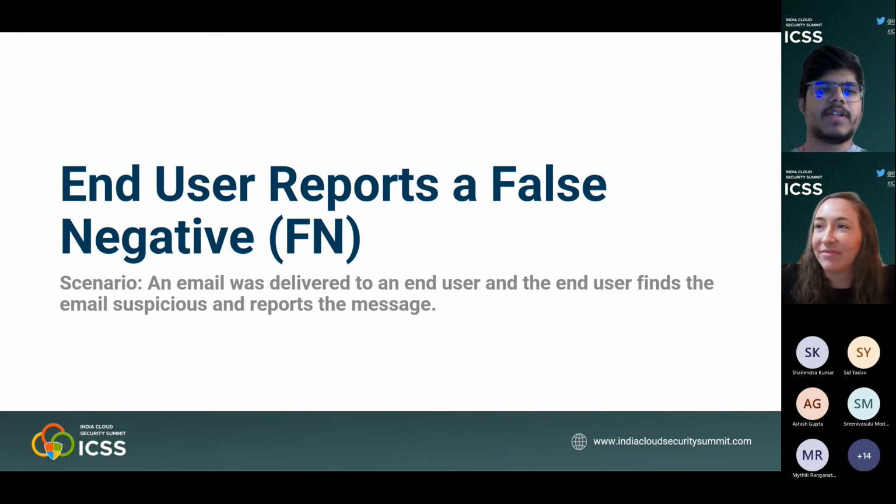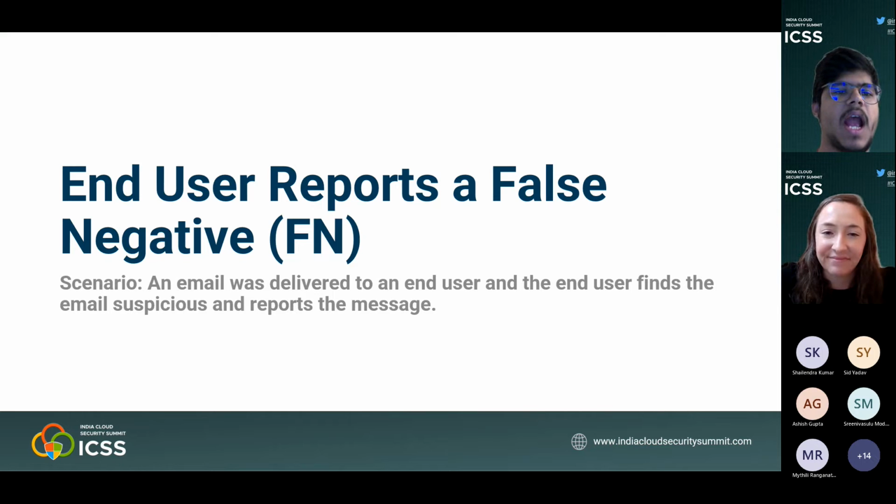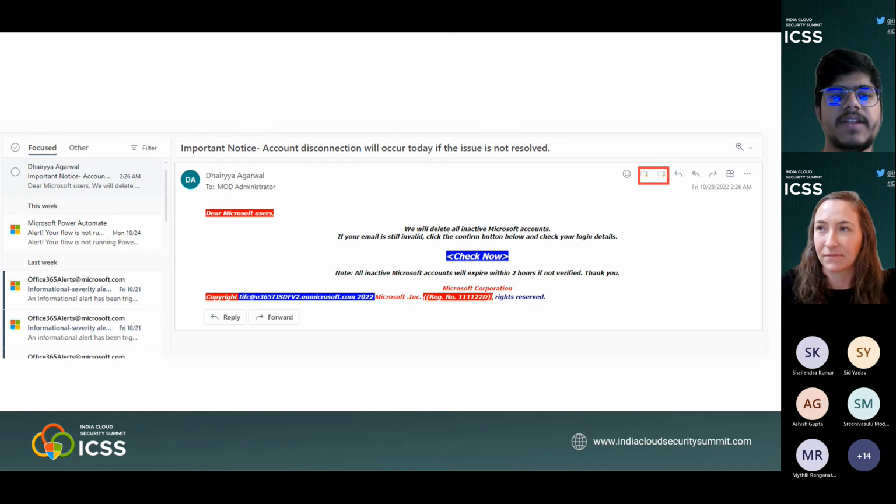So the first scenario is when the end user finds out about a suspicious email in the mailbox and is going to report the mail. And then we look inside how MDO, Microsoft Defender for Office 365, goes about handling a false negative situation while automating a large chunk of it. So this is an email in my inbox which appears suspicious to me.